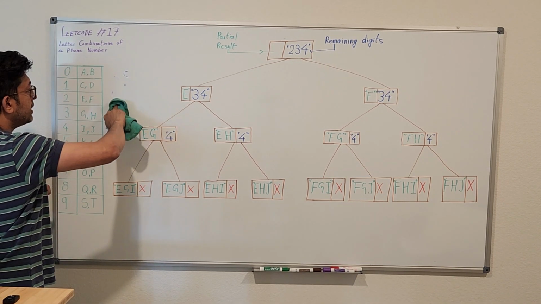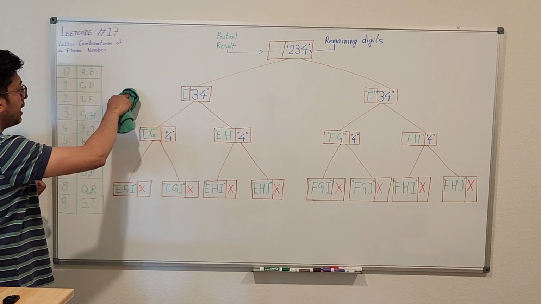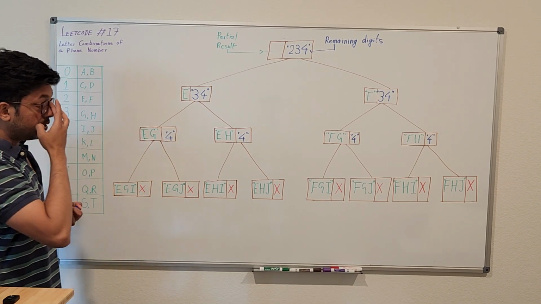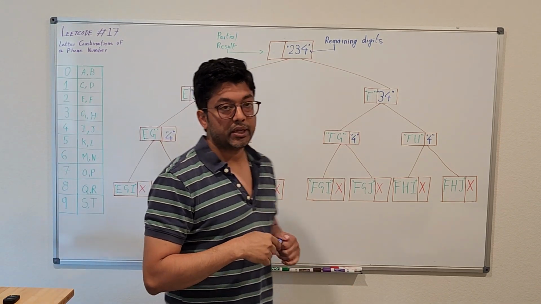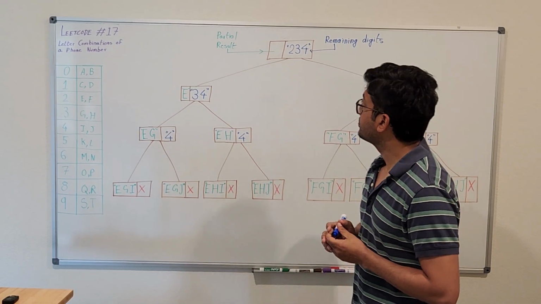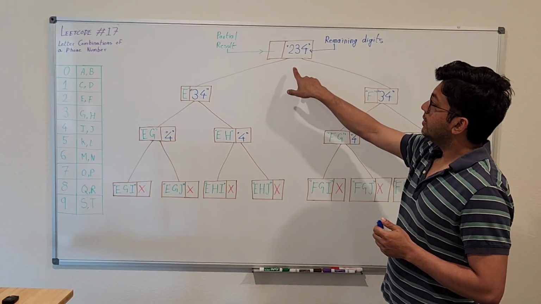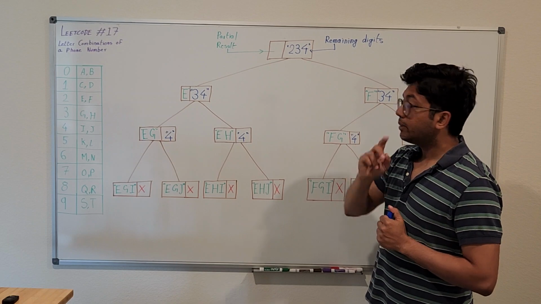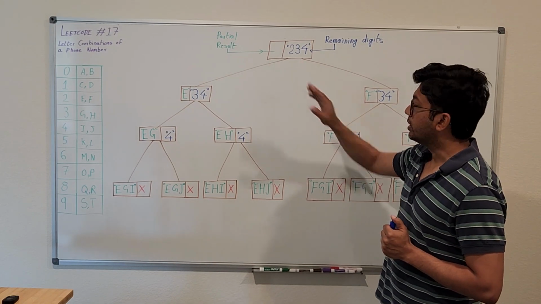So basically they'll give you digits, and based on the mapping, you have to figure out every possible way you can come up with the letter combinations. So let's say the input is 2, 3, 4. So they're gonna pass you a string. The input is 2, 3, 4.